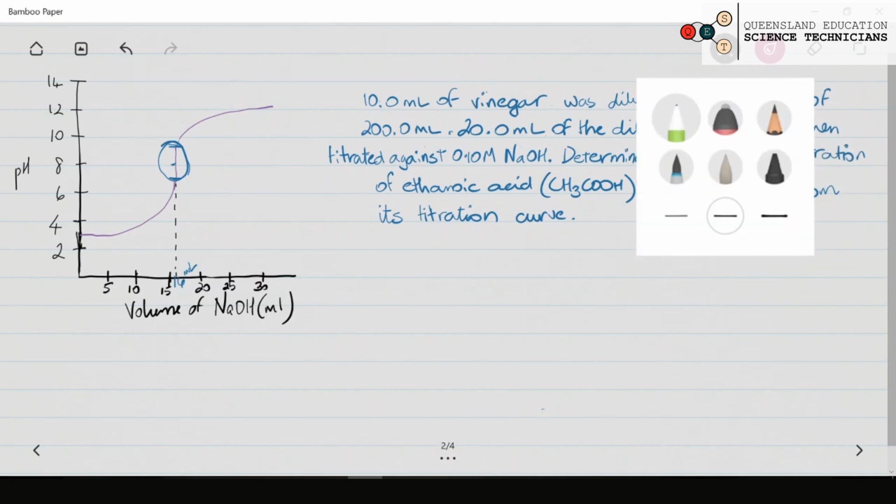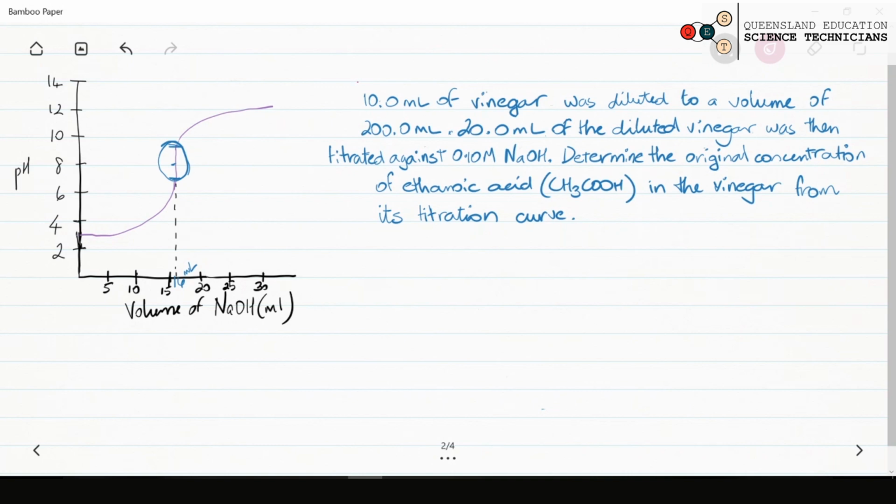So my dilution information: it was given 10 mils, so my dilution volume is 10 mils, and it was diluted to 200 mils. And this is important because this is its initial concentration and its initial volume, and this is what it ends up with, so its final concentration and its second volume. So we're going to use this later.